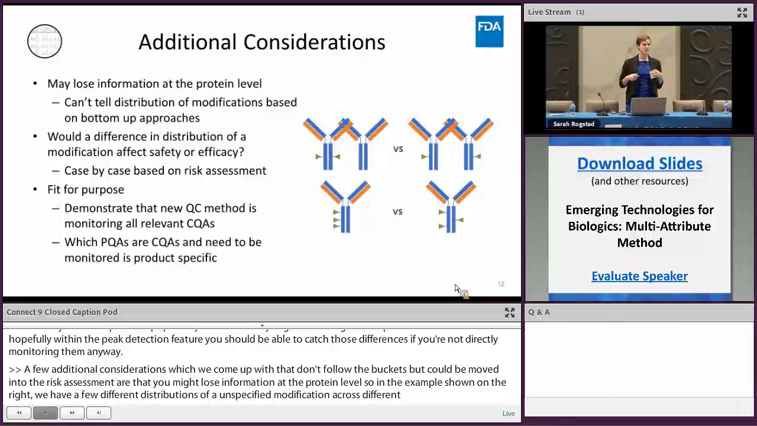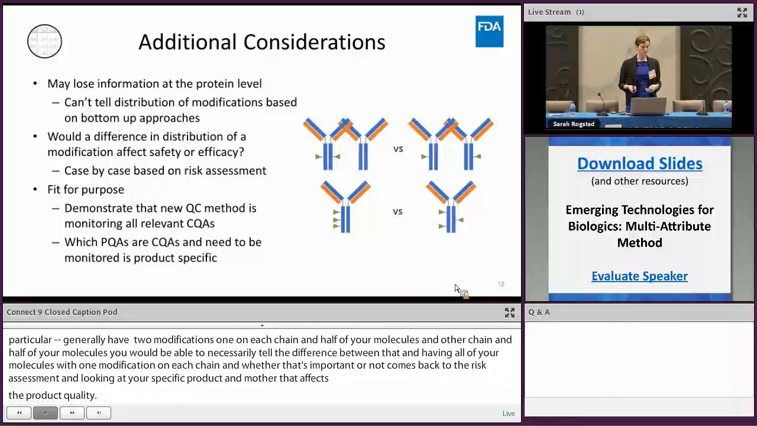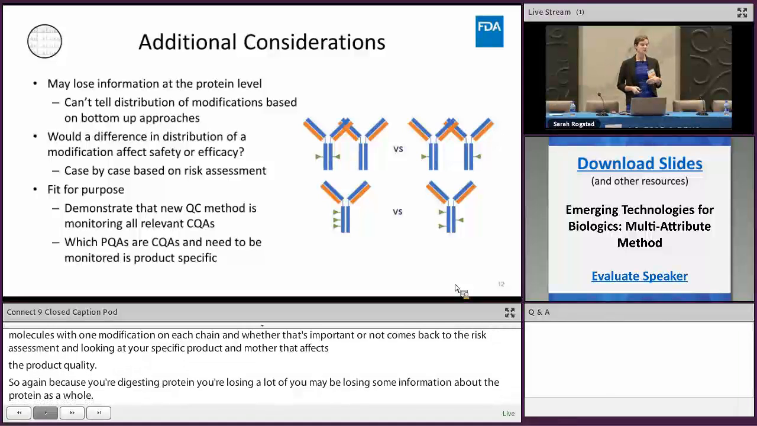And whether that's important or not comes back to the risk assessment and looking at your specific product and whether that affects the product quality. Because you're digesting the protein, you may be losing some information about the protein as a whole. But whether that's important depends on if that affects the safety or efficacy of your product, and it's going to be case by case based on a risk assessment.